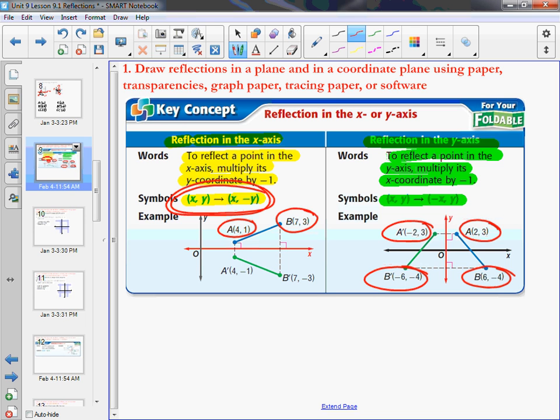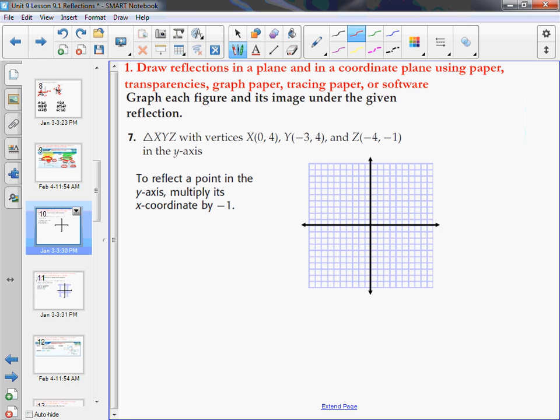So again, we can get away with not remembering that, because we can count spaces. Okay? But if you do remember it, it's sure going to help you out when time becomes an issue. Let's see how this works. Number 7. Graph each figure and its image under the given reflection. So I'm cheating a little bit. I have a graph. You don't. Well, you might, but most of you don't. I'll see if I can find some graph paper in the next few days and give you guys some.